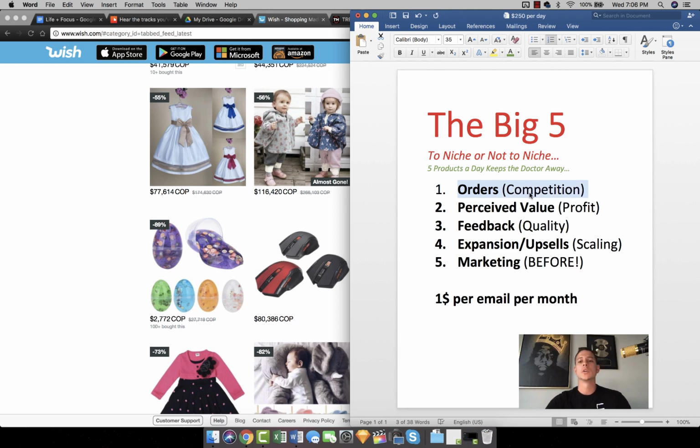We already talked about orders, how important it is. I think a lot of people think that competition is a bad thing. It's a good thing with Shopify. It means that people are buying it. And if people are buying it, that means that if you're doing things right, they'll buy it from you too, right? Perceived value is a very important one.